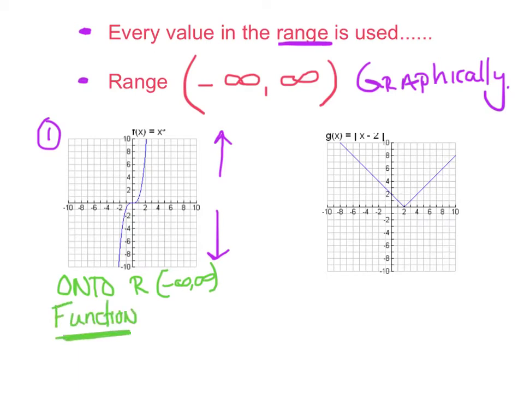Okay, when you see just the plain old word function, you're looking for the vertical line test. Does it pass the vertical line test? I would definitely say true. If I draw in a vertical line, it only touches once.